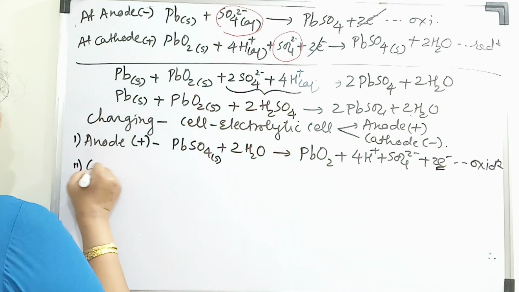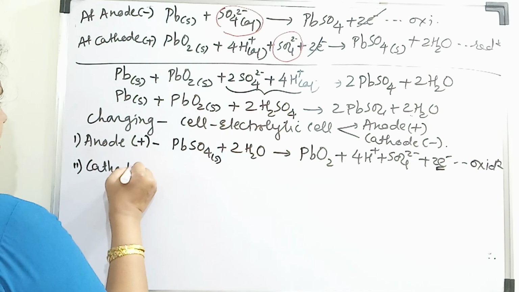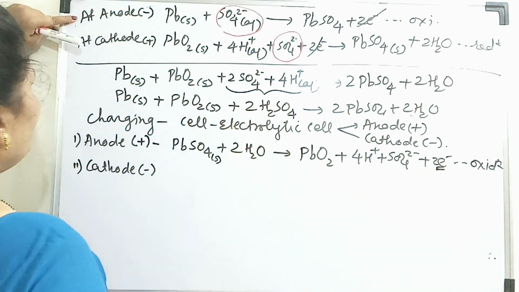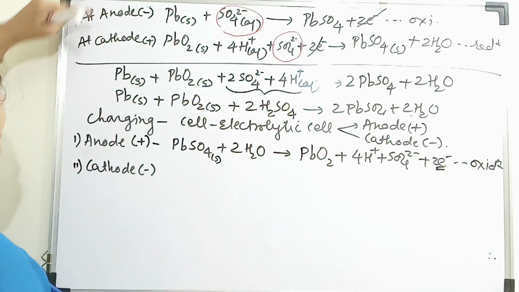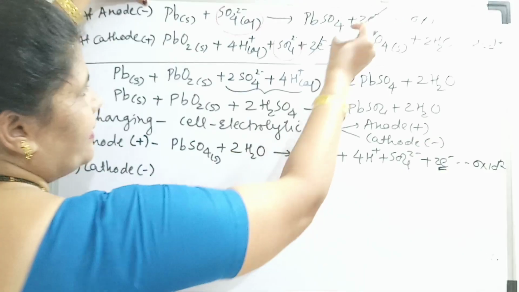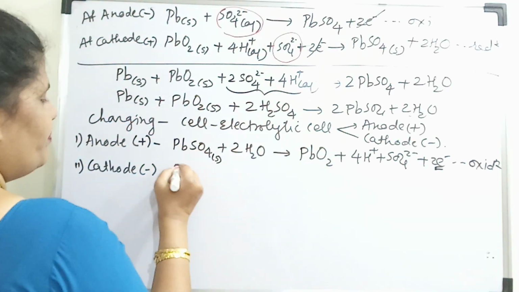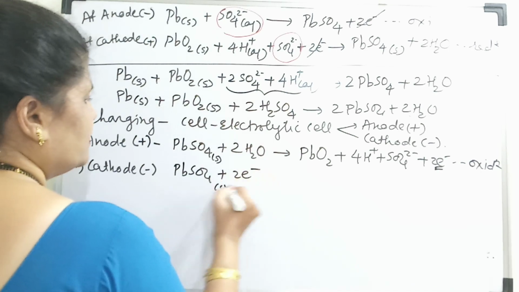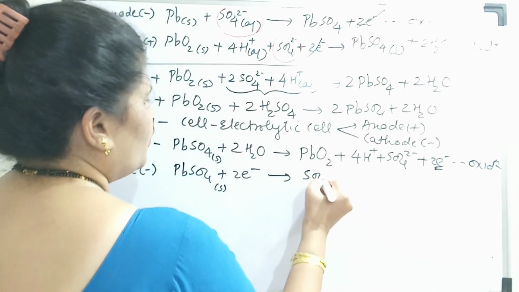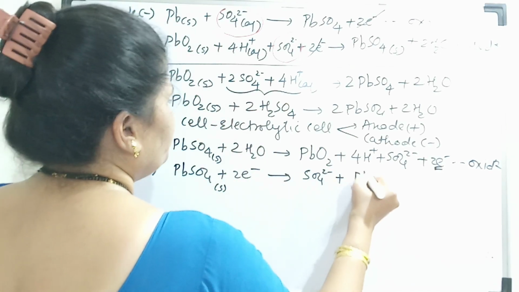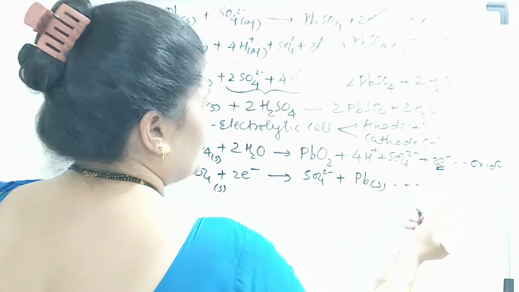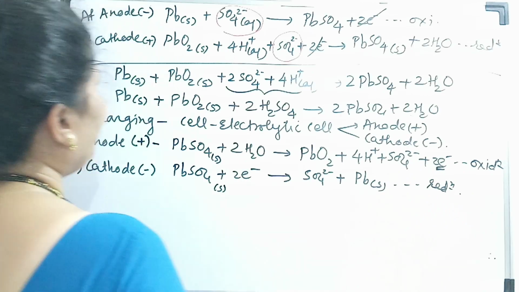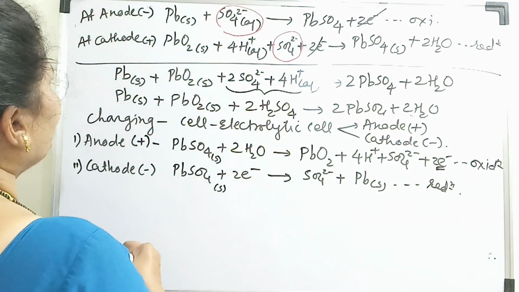Come to the second one, that is at cathode. What is the polarity of cathode here, student? Negative. Go back to this. Which electrode is negative here? Anode. Simply reverse the reaction. So it will be PbSO4 plus 2 electrons gives SO4 2- plus Pb. What type of reaction is this? It is reduction reaction. Right, students? I have just reversed this particular reaction.